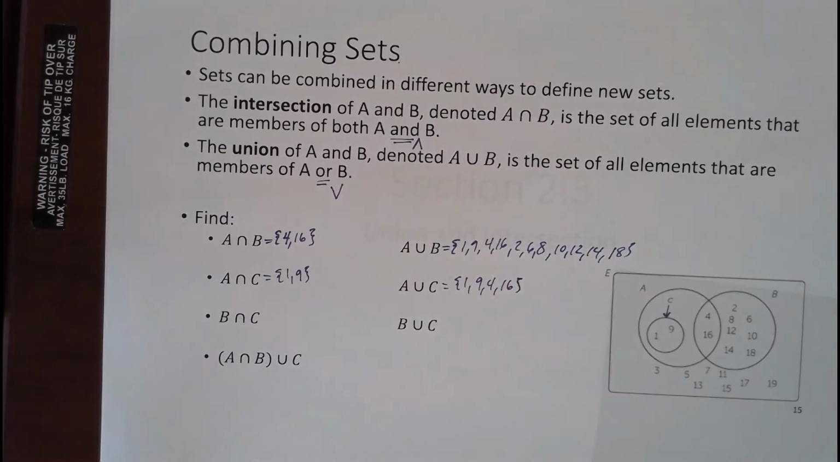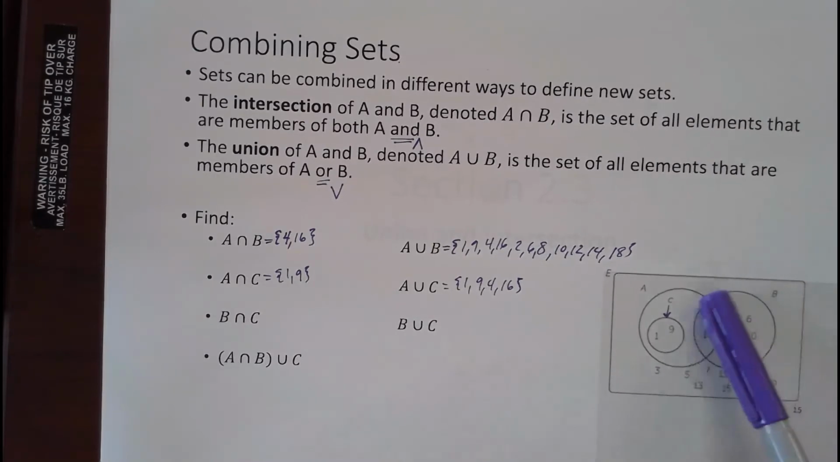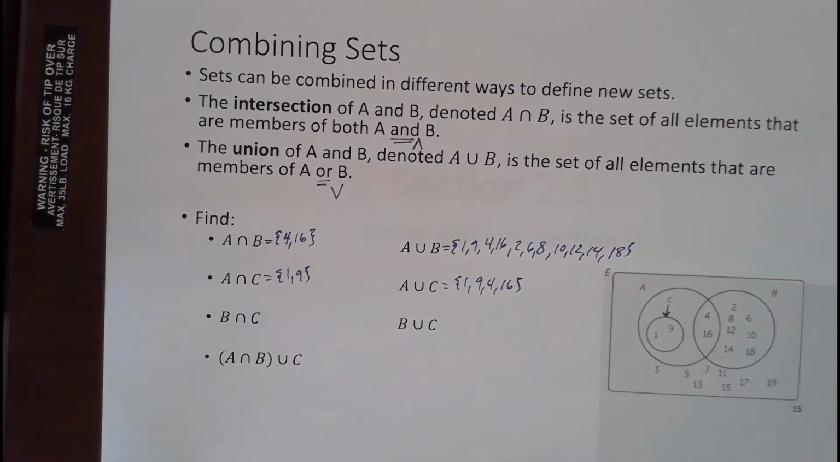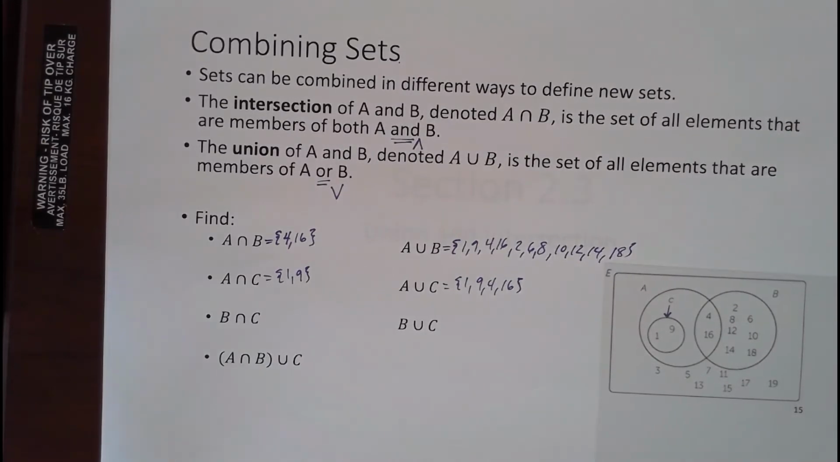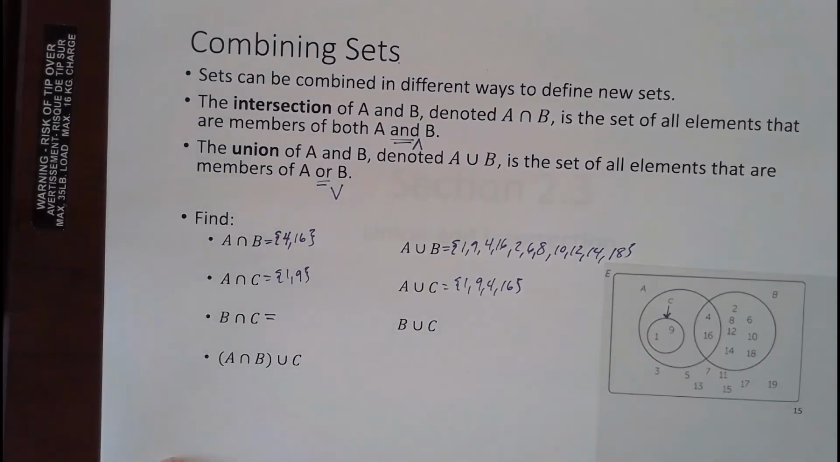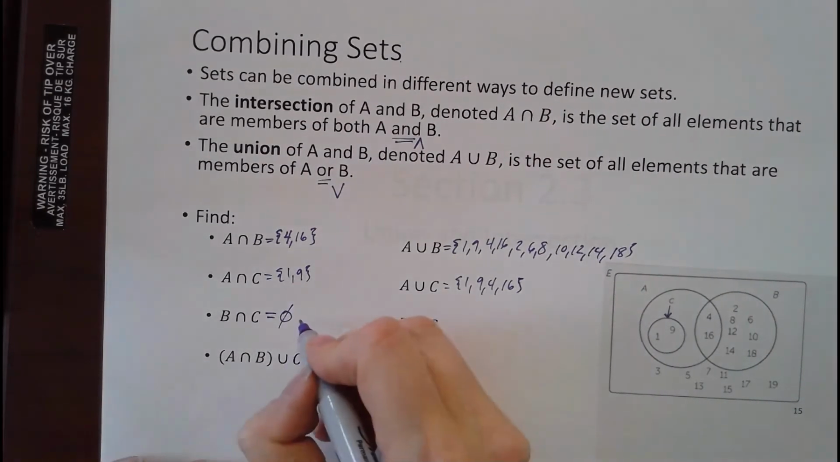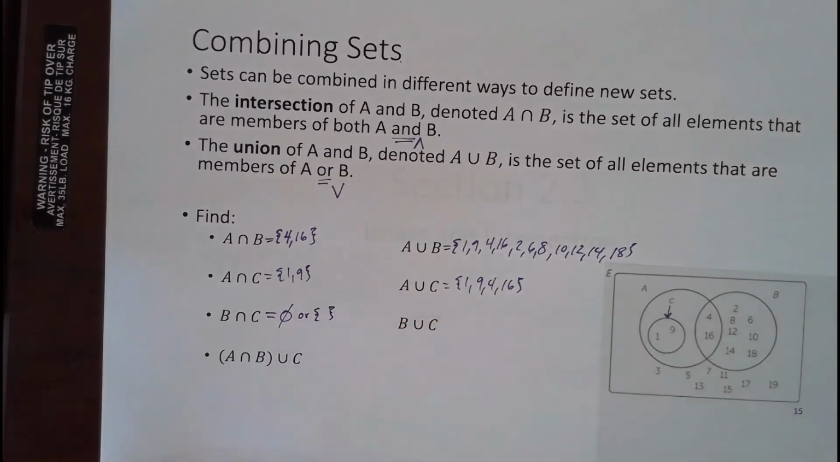Now B intersect C. So here's B over here. Here's C over here. B intersect C would be things that are in both B and C. So you're shaking your head. What should I write here? Yeah, so the empty set. Good. So that would be the empty set. You can write it that way, or if you wanted to write it this way, you could. Either one of those. They're the same thing.